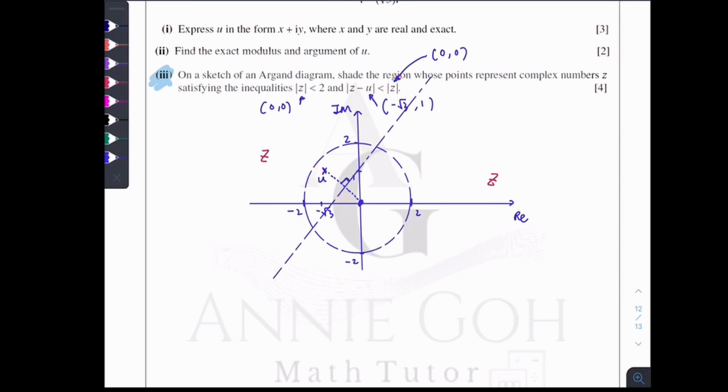But let's double confirm it. If my Z is at the right hand side, the distance between Z and U compared to the distance between Z and the origin is shorter, which is incorrect. So that means we should shade the left hand side. So now you can just erase the Z and shade the intersection part, the left hand side, and in the circle means it's over here. And yep, you can get the 4 marks easily.